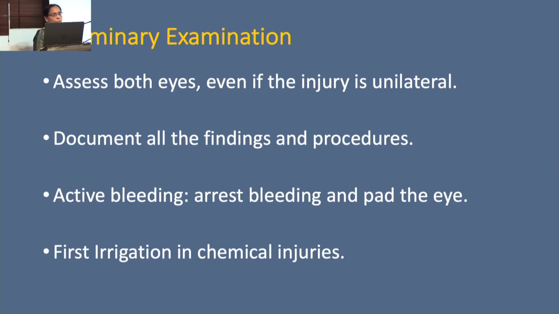So the preliminary examination, even before you take the history, is the first thing when he comes to casualty. It is something like triaging. You need to know if there is an emergency condition where you need to do anything. So you have to assess both eyes, even if the eye injury is unilateral, and document it. And prevent the active bleeding. Again, just try to stop it, but don't apply too much pressure, don't do much manipulation. And of course, chemical injuries, you have to first irrigate before you do anything else. So this is the preliminary part.